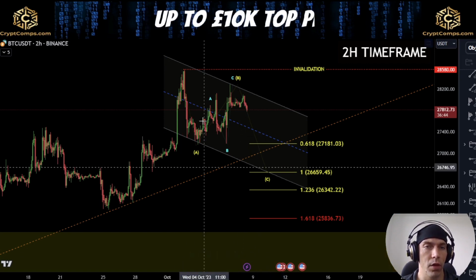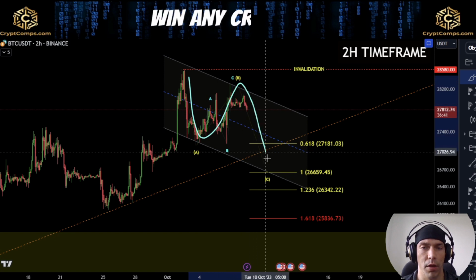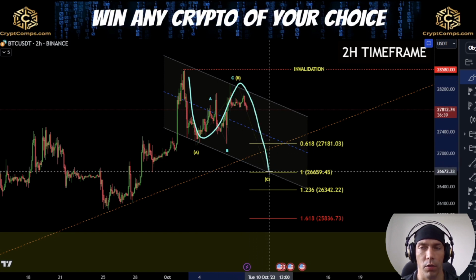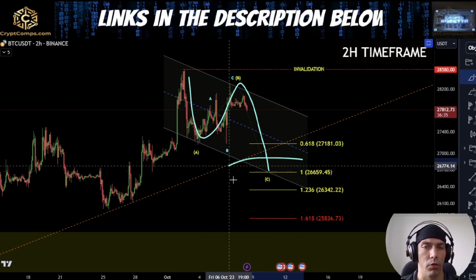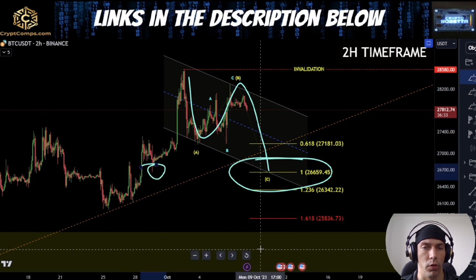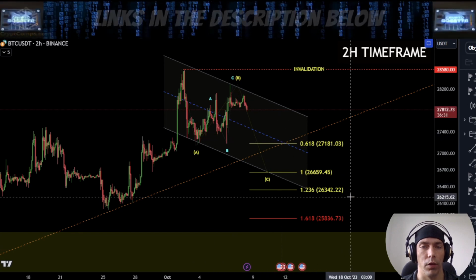So if we do just see price actually move down one more time here in a C wave, I'm going to be keeping an eye on this zone here of 26,679 as a potential zone that we could get a reaction off of this low here, if we're going to see something like a swing failure.